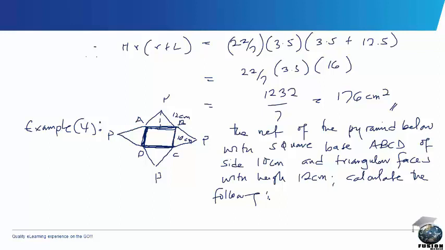Okay, so we are told to calculate the following. Number one, we are told to obtain the total surface area, and number 2, we have to find the volume of the pyramid.